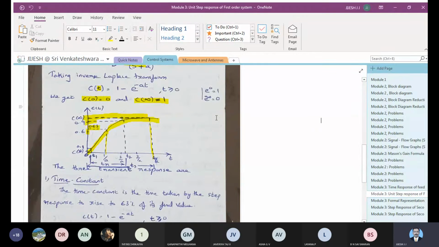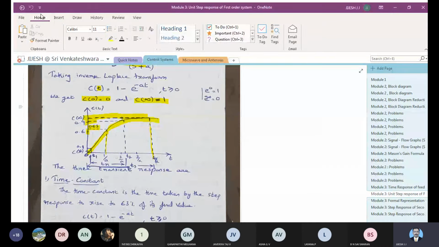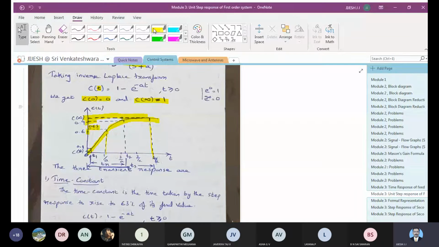So in the previous class, we have been discussing a few concepts of first order systems, where we took the inverse Laplace transform and got the function C of t is equal to 1 minus e to the power of minus at. So this is the function you got: C of t is equal to 1 minus e to the power of minus at.